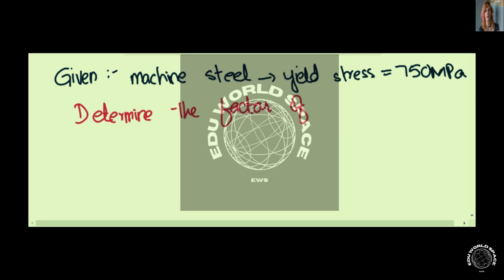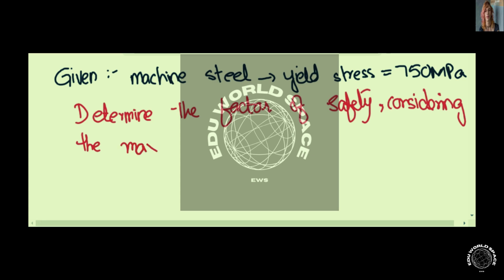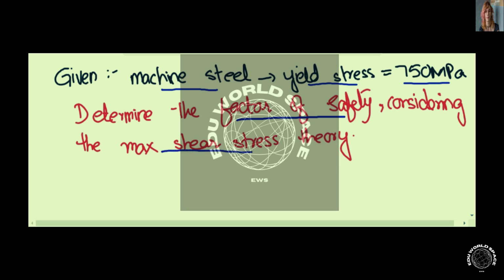So determine the factor of safety, right? And we need to determine it considering the maximum shear stress theory, right? So we have a material that is machine steel and its yield stress is 750 megapascals. We need to determine the factor of safety considering the maximum shear stress theory. Now this question is very simple, right?